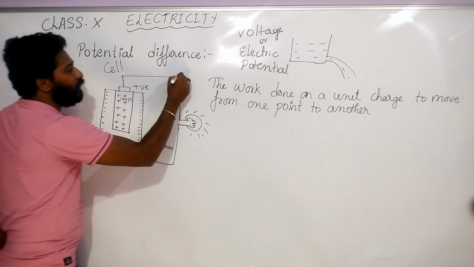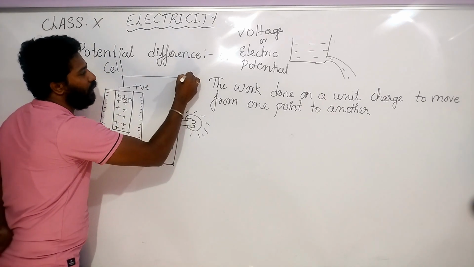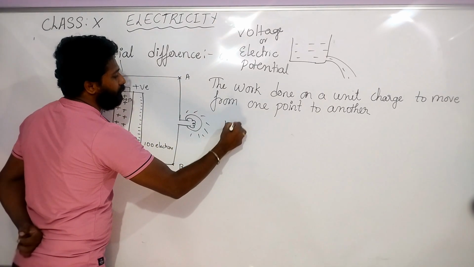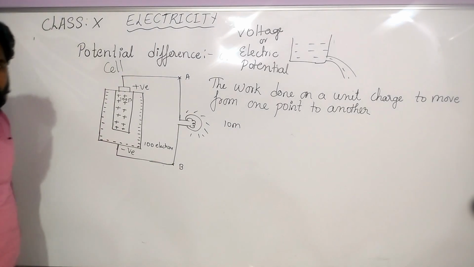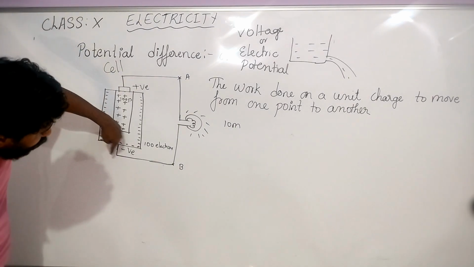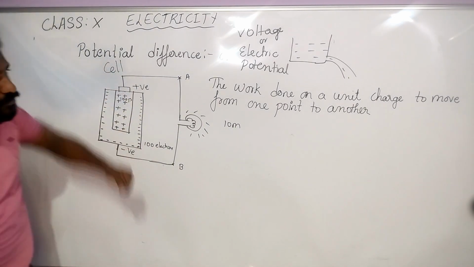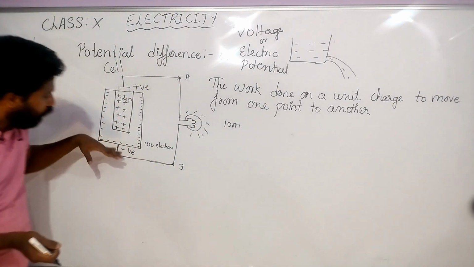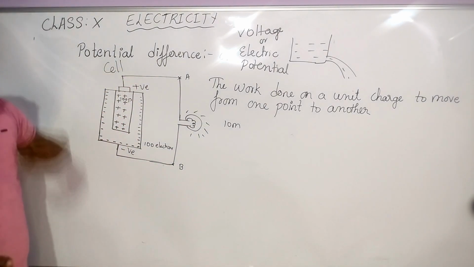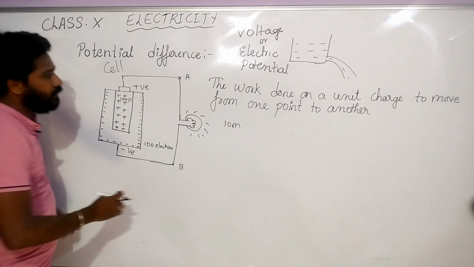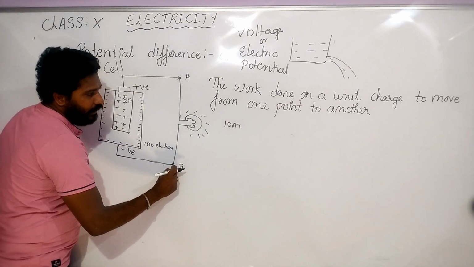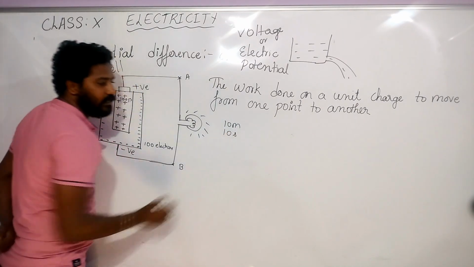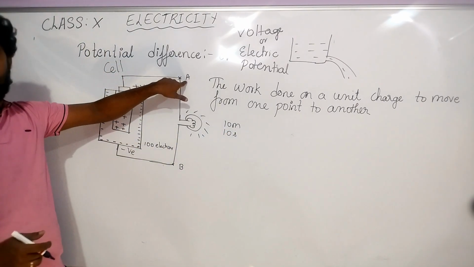Let us mark here A and B. AB is the distance. Say it is 10 meters. As soon as I connect, these protons will pull the electrons. They will attract the electrons towards them. Did you understand? So imagine that AB is 10 meters and it takes 10 seconds for an electron to pass from B to A.